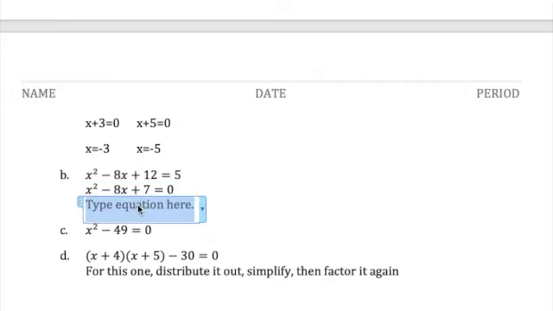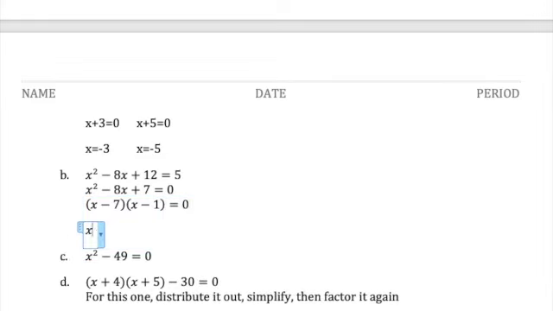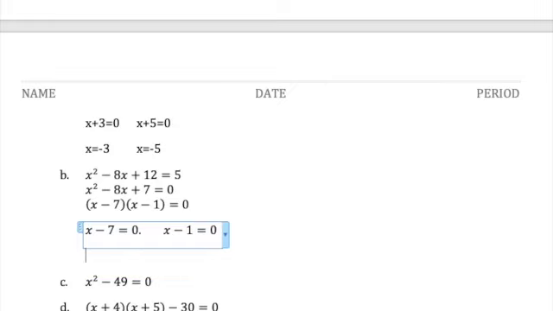So now I'm going to write this in factored form. Well, multiplies to get 7, that's nice and easy. 7 times 1 is 7, and oh look, 7 and 1 is 8. But since this is subtraction, I have to do negative 7 and negative 1. So I need x minus 7 and x minus 1 equals 0. So that means that x minus 7 equals 0, or x minus 1 equals 0, which means x equals 7 or x equals 1.